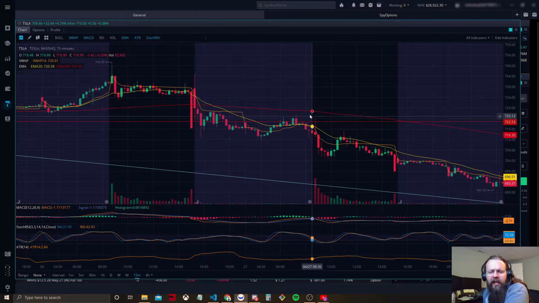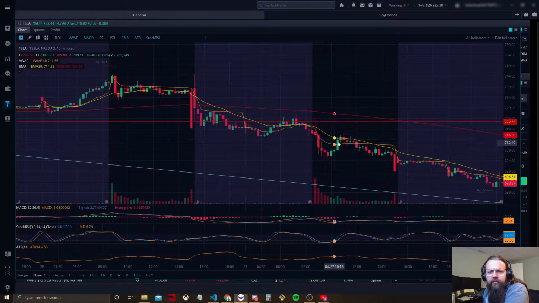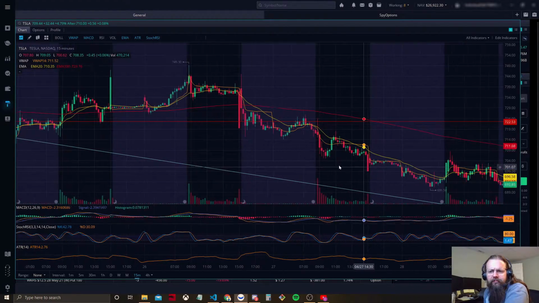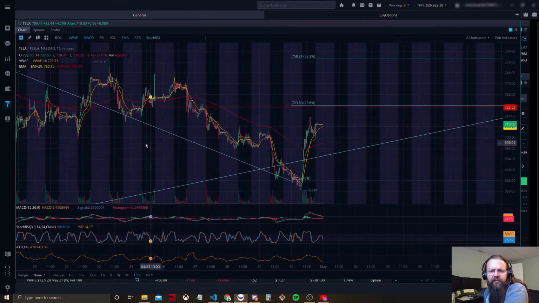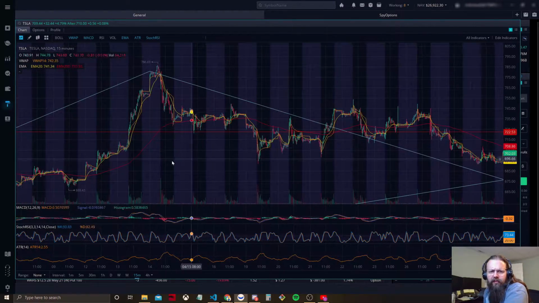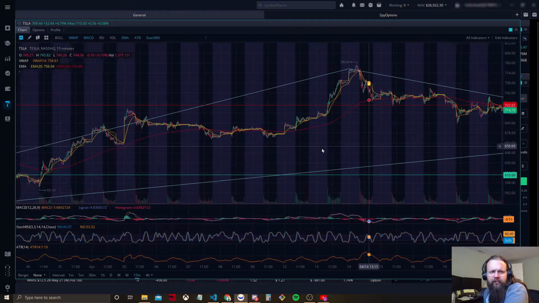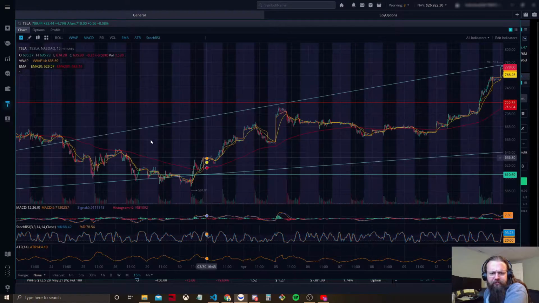That VWAP can act as resistance. You can see it kind of holding down the trend underneath it. Holding it down, holding it down. Let's zoom back out. Let's find a place where the trend kind of reverses.